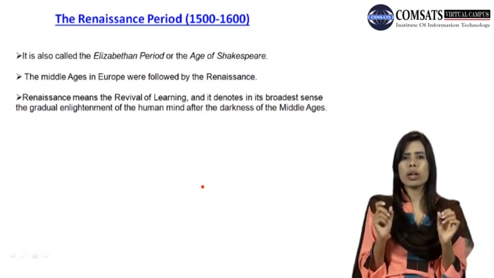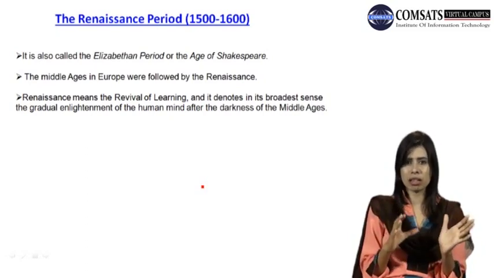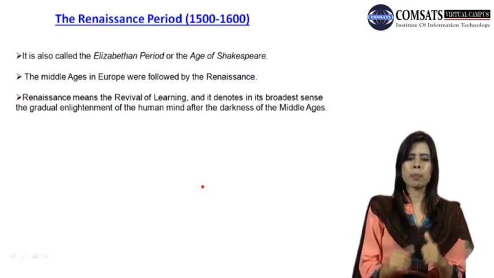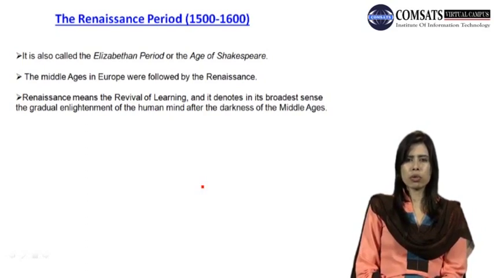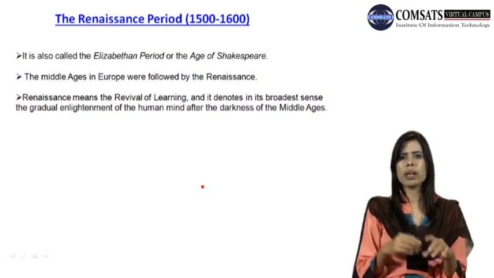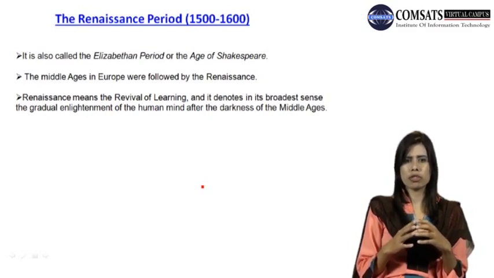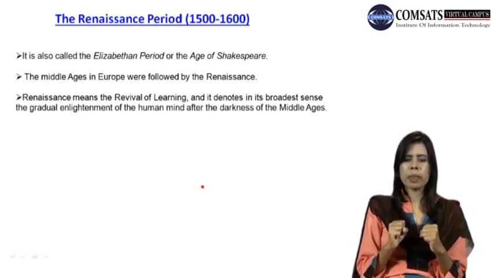So whenever we talk about the Elizabethan period, that is the Renaissance period, or the age of Shakespeare, that is again the Renaissance period. The Middle Ages in Europe were followed by the Renaissance. So the Renaissance period came right after the Middle Ages. This is also a very important period in the history of English literature.